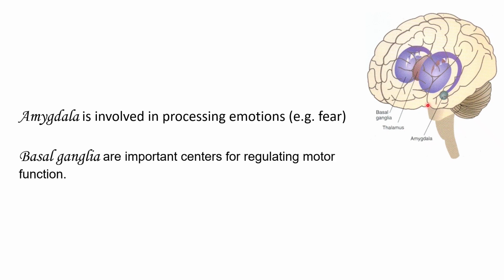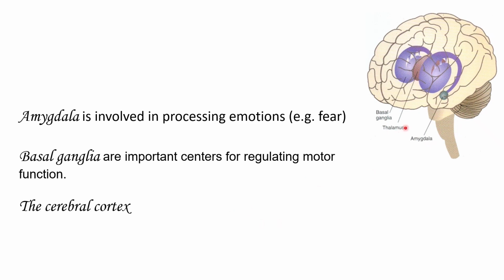Another important structure in the forebrain is the basal ganglia. These are two structures that are present in the two hemispheres, and they are involved in the regulation of various motor functions. The basal ganglia themselves are made up of multiple substructures, which we are not going into right now. But these are important structures that interact with the rest of the brain in determining what movement one should make.